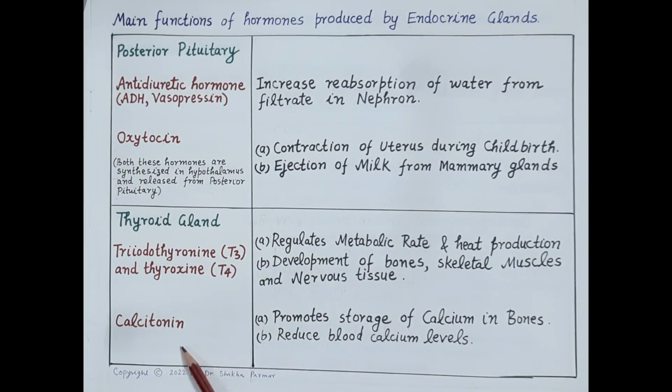Now, as we know, calcium is stored in the bones. Calcitonin promotes storage of calcium in the bones. And this calcium is actually moving from the blood towards the bones and gets deposited in the bones. So this reduces blood calcium levels. So the main function of calcitonin is to reduce the levels of calcium in the blood.